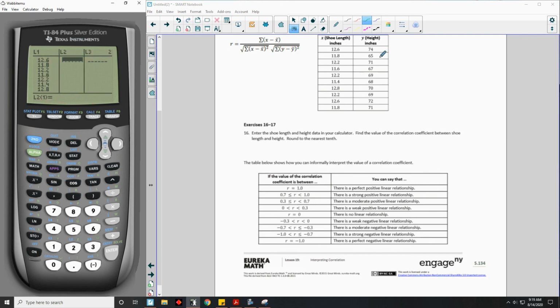Arrow over to L2 and plug in our y's. 74, 65, 71, 67, 69, 68, 70, 69, 72, 71. Okay, make sure that you have the same number of L1s as you do L2s, or you'll get an error, mismatch. All right, so we've entered the shoe length and the height data into our calculator. Check. Find the value of the correlation coefficient between shoe lengths and height, round to the nearest tenth.